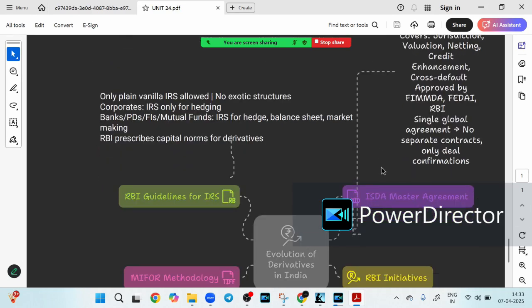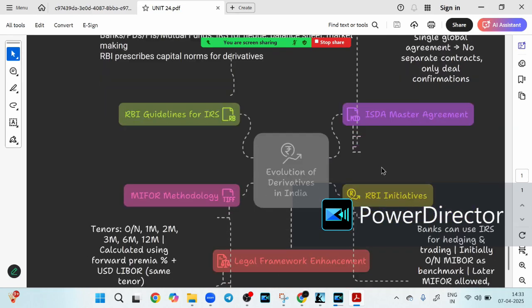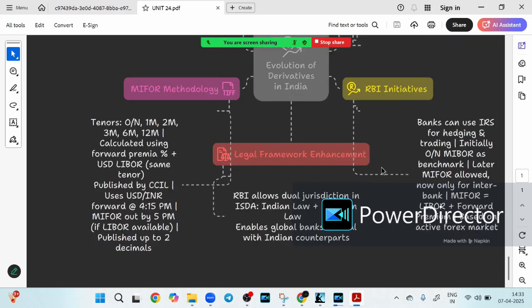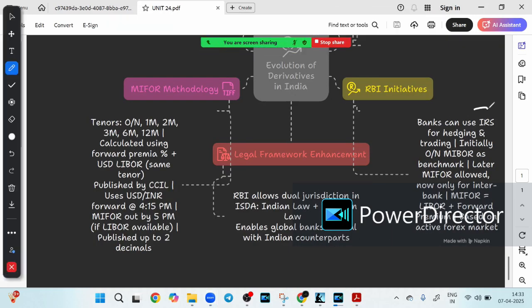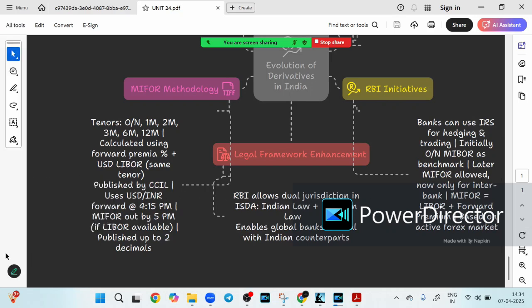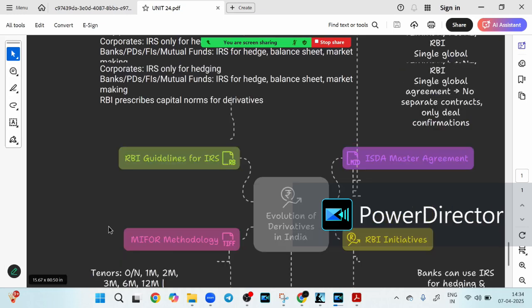Let's look at it. What do the RBI guidelines show? Basically, in India only plain vanilla IRS are allowed. I told you earlier, right? For hedging and speculation, no exotic, no complicated structure. Corporates can use IRS only for hedging, not speculation. Remember it. RBI allows corporates to use IRS just for hedging, not speculation.